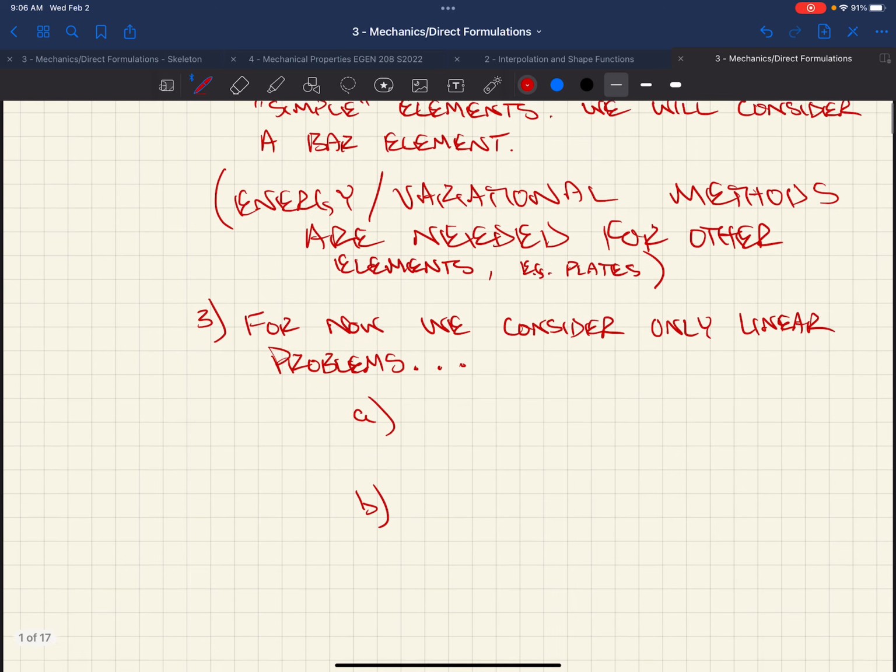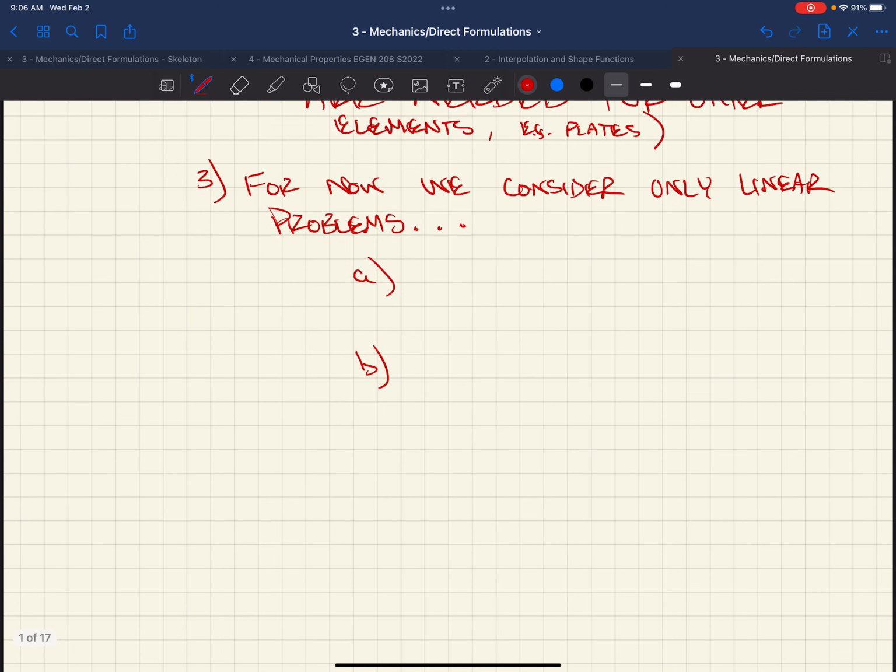For now, we're going to consider linear problems. For linear problems, we're going to say that the material won't crush or yield. We're also going to make the assumption that our deformations are small enough that we can develop equilibrium equations considering only the undeformed geometry. Okay, so deformations.